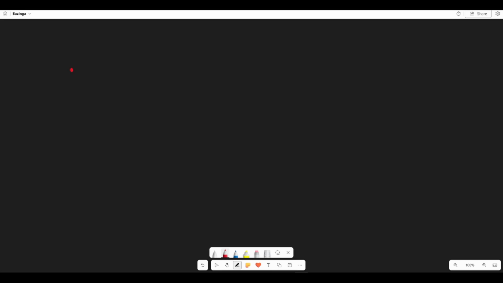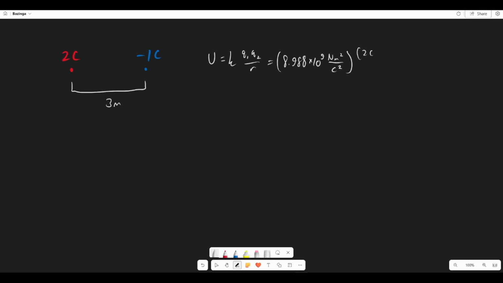If I have a positive charge of 2 coulombs and a negative charge of -1 coulombs, separated by a distance of 3 meters, what is the potential energy between these two charges? We can write U equals k Q1 Q2 over r and plug in k as 8.988 × 10^9 newton meters squared per coulomb squared, Q1 as 2 coulombs, Q2 as -1 coulombs, and r as 3 meters.